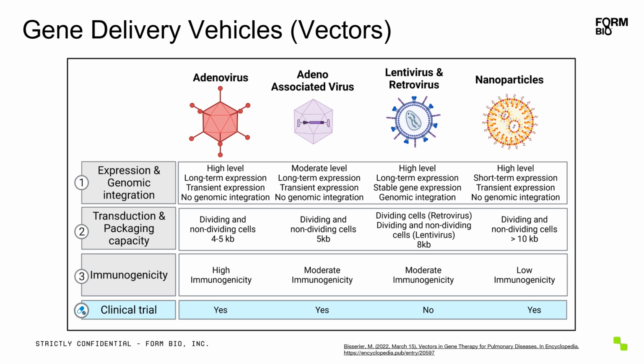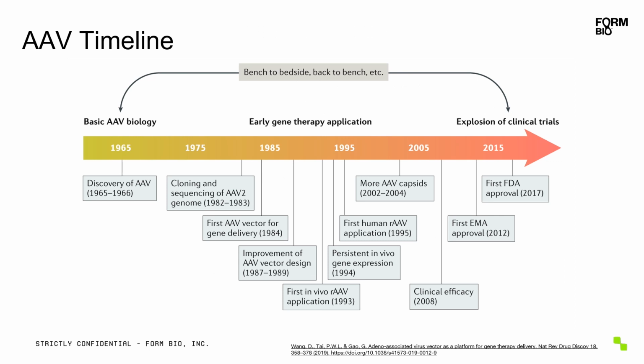So AAV has been around for a very long time. It was discovered more than 50 years ago by three scientists named Atchison, Hogan, and Ho. And it took around 20 years to have the first AAV vector for gene therapy in 1985, and another 10 years to have the first in vivo rAAV application and the first human rAAV application.